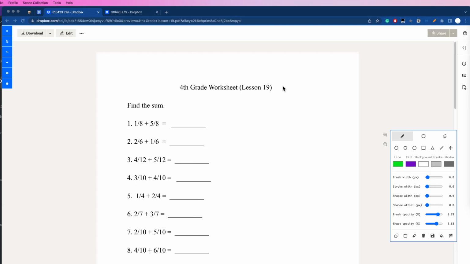Hello, this is Ylock, fourth grade worksheet lesson 19. All right, so we're gonna start off with find the sum with fractions.